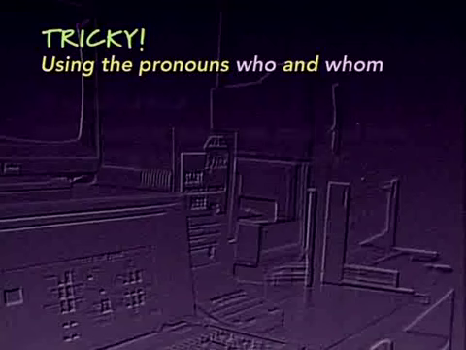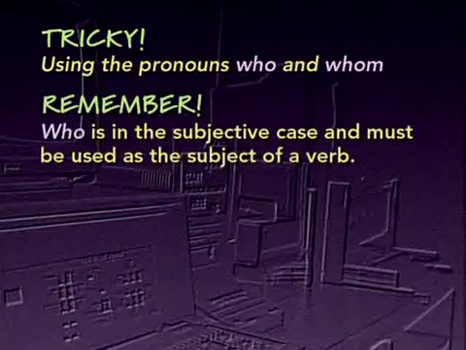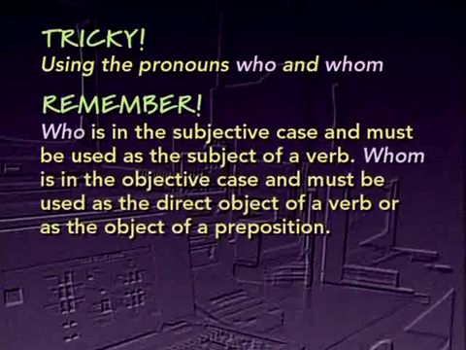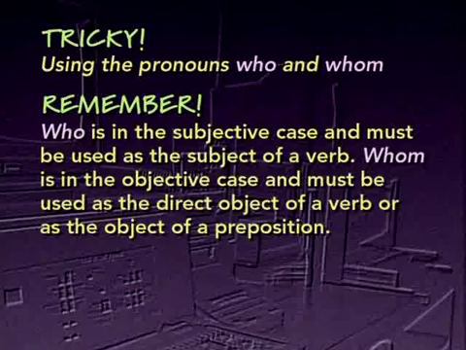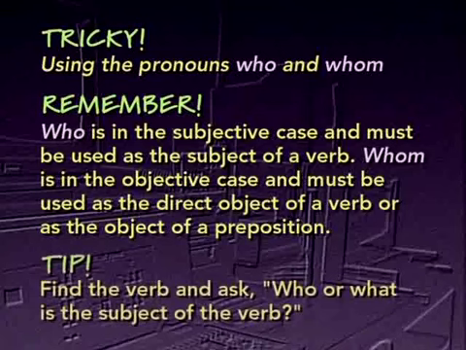Here's the rule. Who is in the subjective case and must be used as the subject of a verb. Whom is in the objective case and must be used as the direct object of a verb or as the object of a preposition. So here's the way to apply that rule to avoid mistakes in using who or whom. Whenever you see a clause that includes who or whom, find the verb and ask who or what is the subject of this verb.